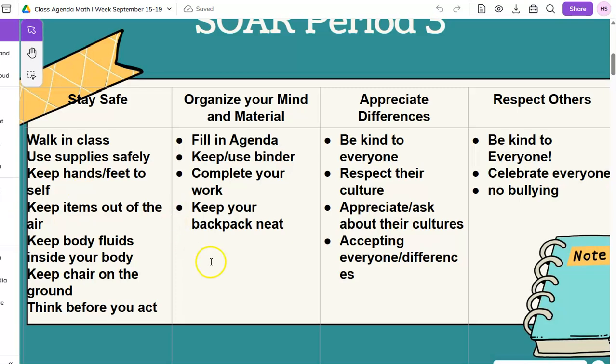They're posted. Remember that we're going to be kind to everyone. We're going to respect everyone. We're going to respect the sub. We're going to respect my stuff. So no eating or drinking in my class.